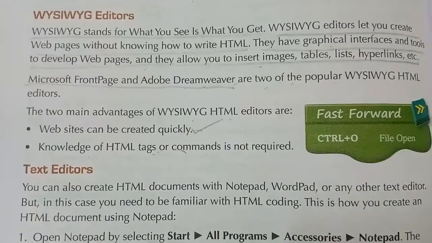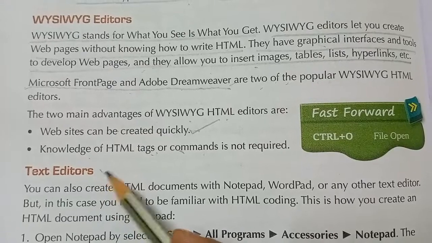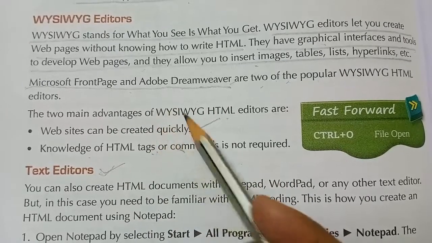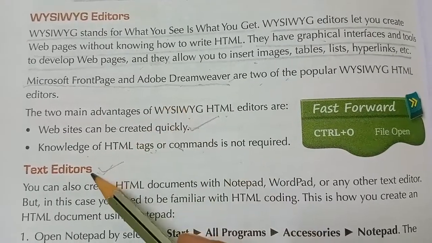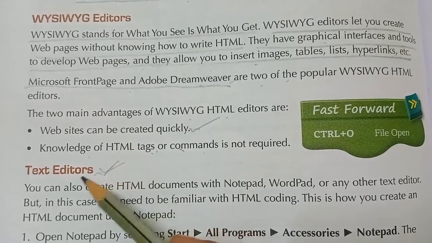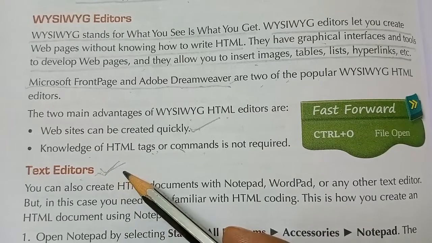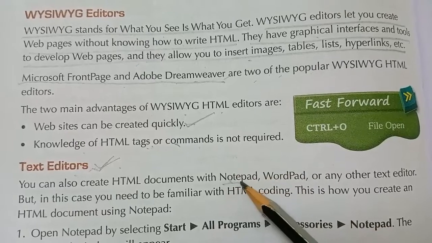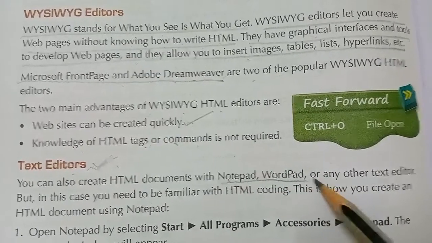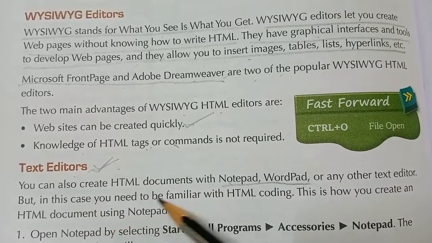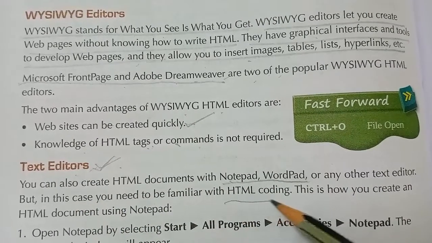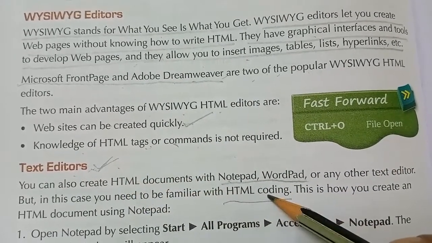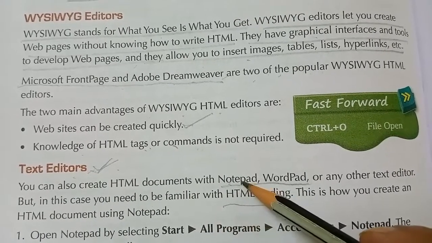Now the next editor is the text editor. The text editor is the main editor; we have to learn with this editor only. We will learn about the other editors later on in higher classes, but the main type of editor is the text editor, where you have to learn the codings. You can create HTML documents with Notepad. Notepad and WordPad or any other text editor are examples of text editors. But in this case you need to be familiar with HTML coding. This is the difference between a WYSIWYG editor and a text editor. Here you should have the knowledge of HTML coding and write the coding in Notepad or WordPad.